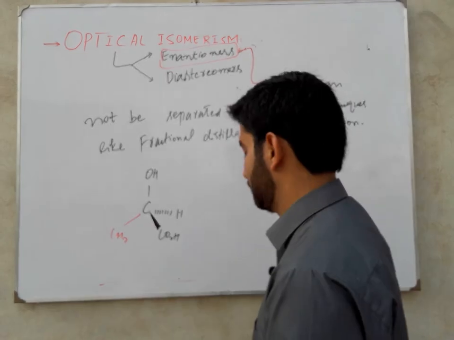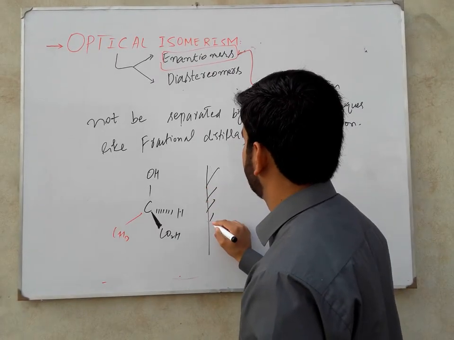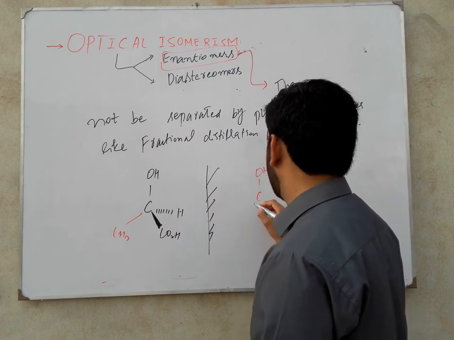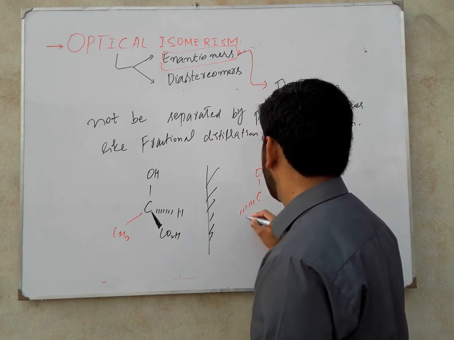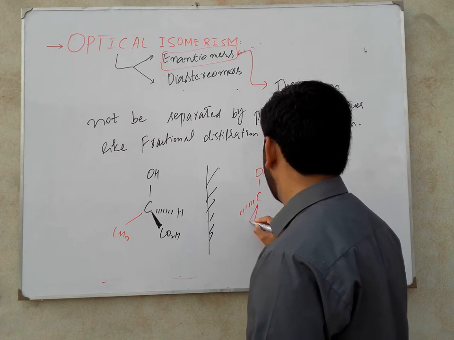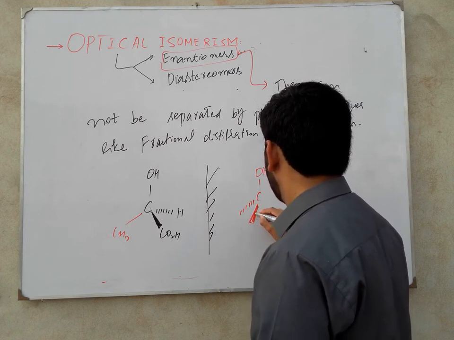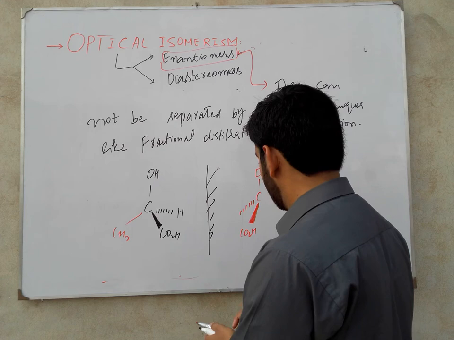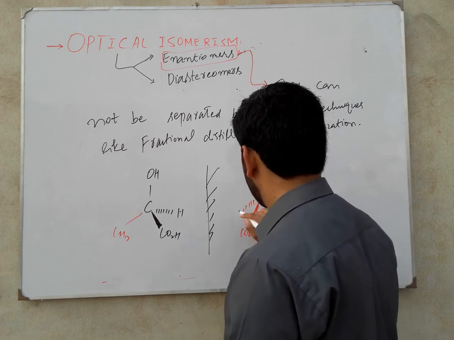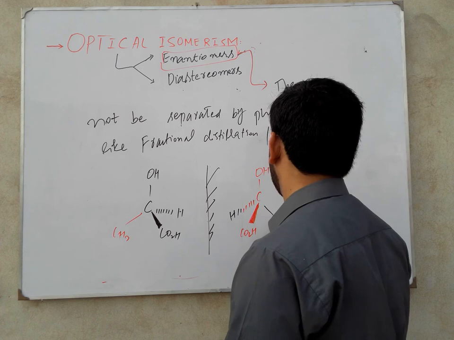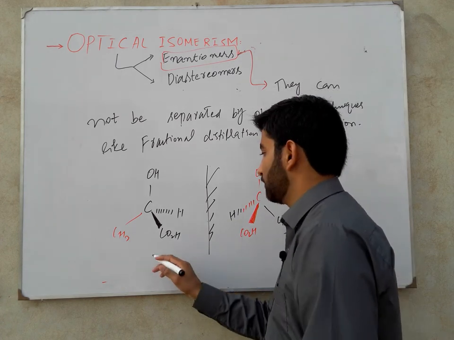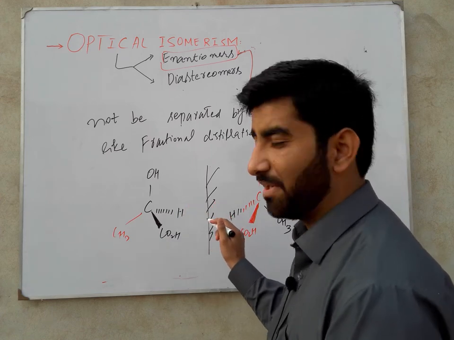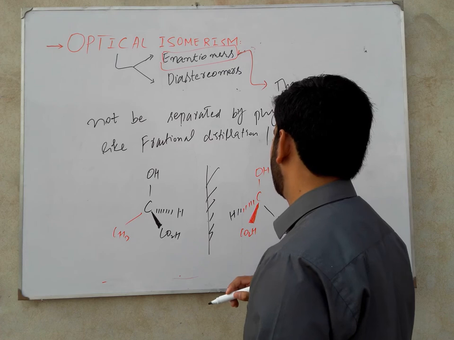This is lactic acid, and if I place a mirror here and draw another enantiomer, another isomer, then we can see that they are non-superimposable mirror images of each other. So these are lactic acids. They are enantiomers of each other because they are non-superimposable mirror images of each other.